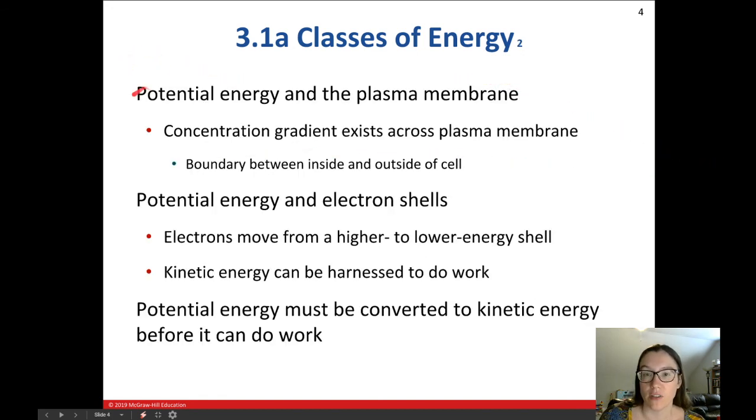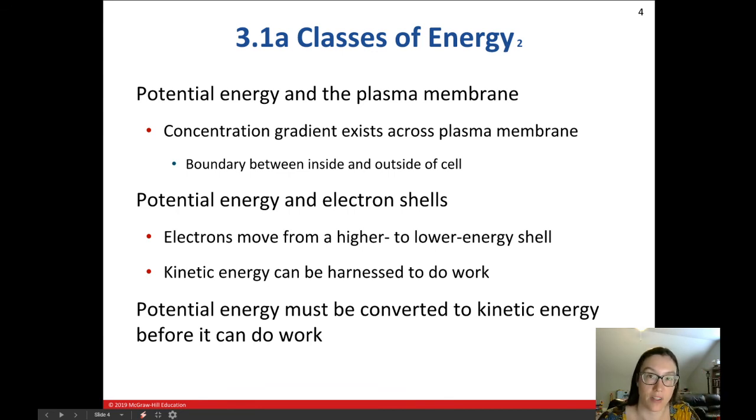So there's a couple places where we have potential energy in our body. And one of them, and we'll be talking about this a lot, is that there's potential energy across the plasma membrane. And usually there's a concentration gradient. This concentration gradient just means that there is a different concentration on either side of the barrier, the plasma membrane. So let's say we have a plasma membrane and on one side we have a whole lot of sodium and the other side we don't have very much sodium.